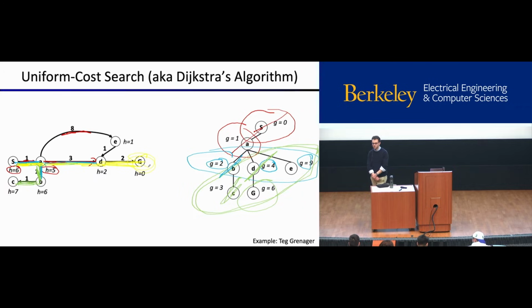Yeah. It's always optimal, right? Uniform cost search? Yeah. I think that there are some conditions on that, but yeah, we're gonna get into when things are optimal later.